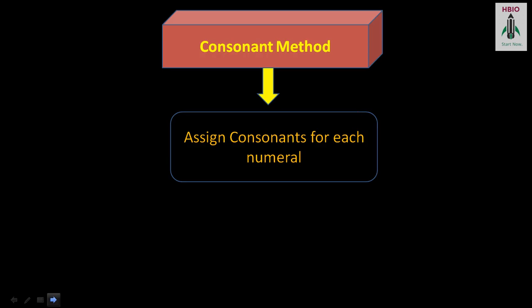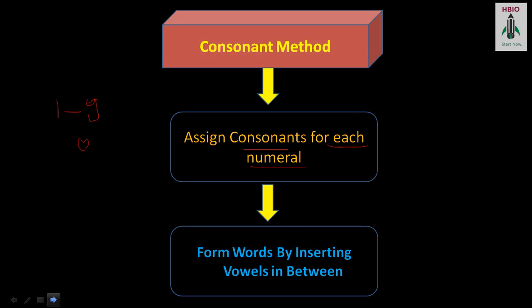This method is called the consonant method. In this, what we do is we assign consonants for each numeral, like from 1 to 9, and then for 0 also. And then we form words by inserting vowels in between these consonants. I'll give a demo in the next slide.